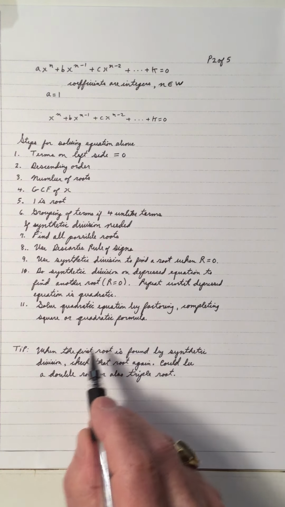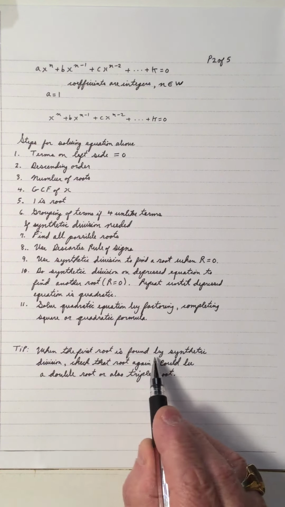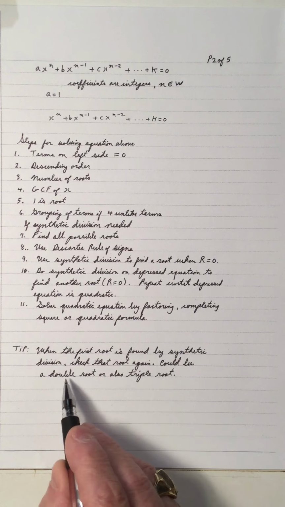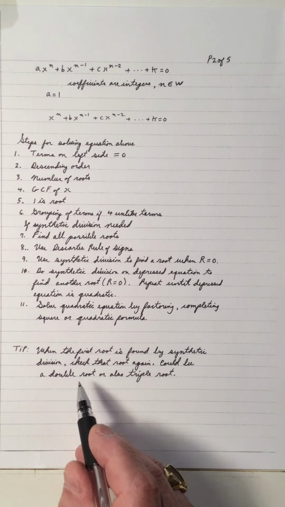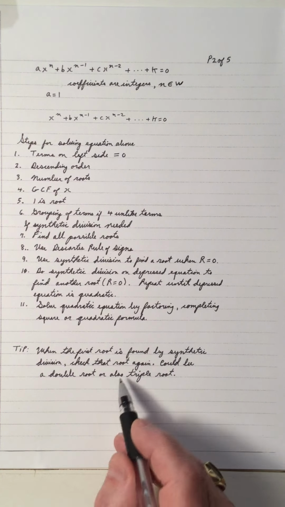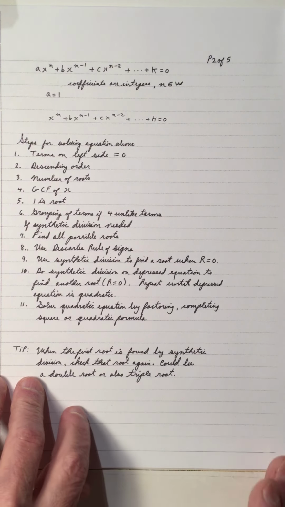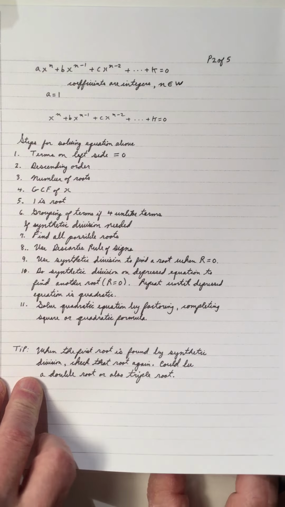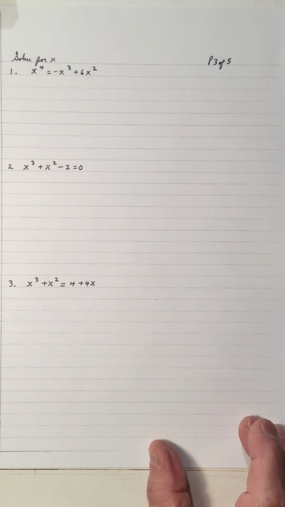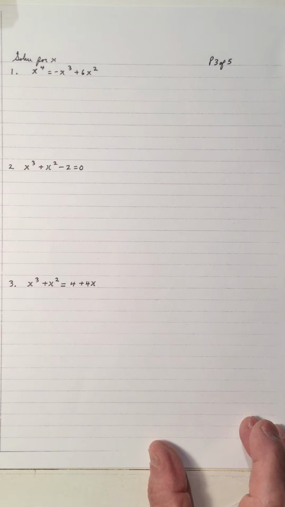A tip that I use: when the first root is found by synthetic division, check that root again, because it could be a double root. If you find that 2 is a root, you check 2 again. If you find 1 is a root, you check 1 again. So you could have double and triple roots. If you don't find that other root, whatever it is, you could end up being misled. So let's do some examples.